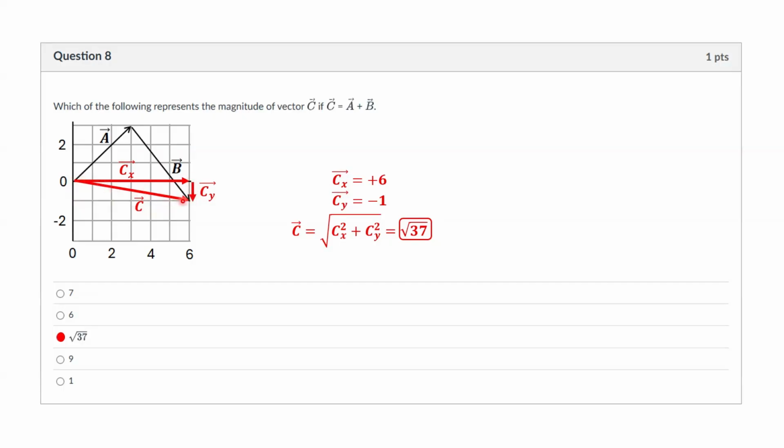So the size of C, this is a right triangle. Pythagorean theorem tells me that Cx squared plus Cy squared, take the square root of that sum, is the size of vector C. 6 squared is 36, 1 squared is 1, 36 plus 1 is 37. The square root of 37 is the length of that hypotenuse.